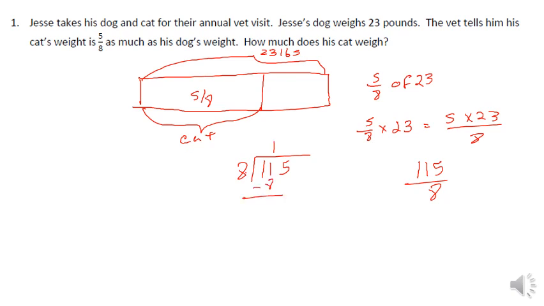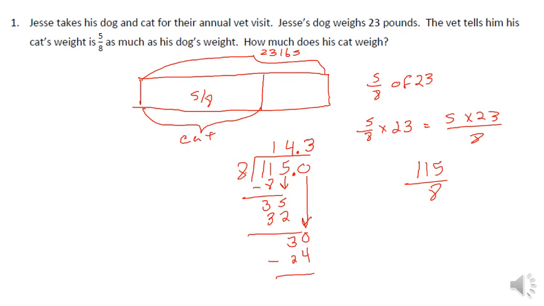So 115 divided by 8. 8 goes into 11 one time, leaving 3, bring down the 5. 8 goes into 35 4 times. 4 times 8 would be 32, leaves a 3. Put in a decimal. 8 goes into 30 3 times.